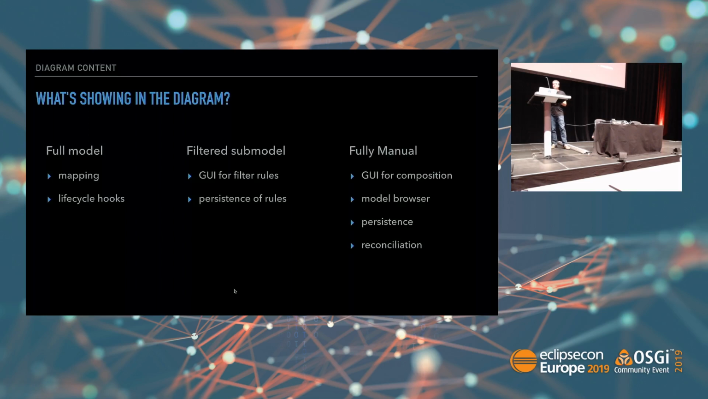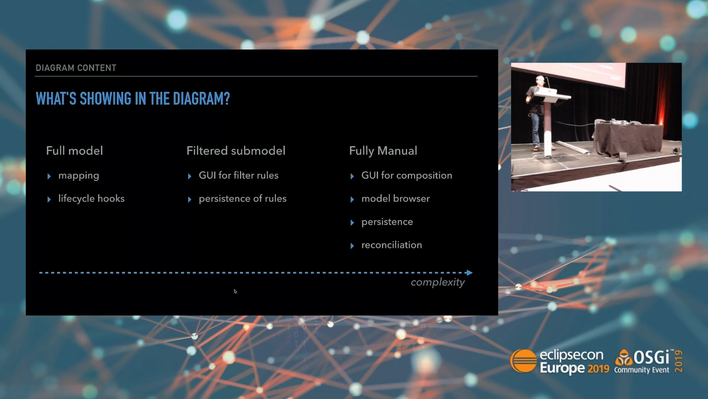And even more, if you want the fully manual story, you need additional GUI. You need the file browser in order to drag entire files, a project browser in order to drag individual elements. You need to persist because users spend a lot of time, and you need to have a story for reconciliation that is easy and does not break the tool. So usually for many modeling tools, I know it's a big problem if diagram and model get out of sync.